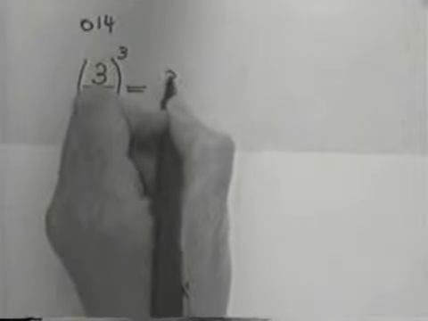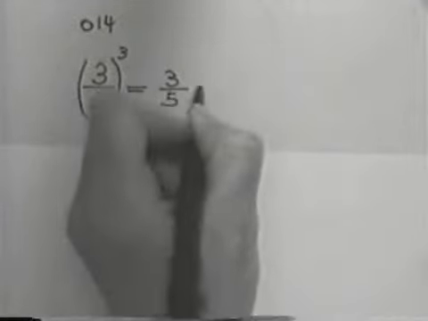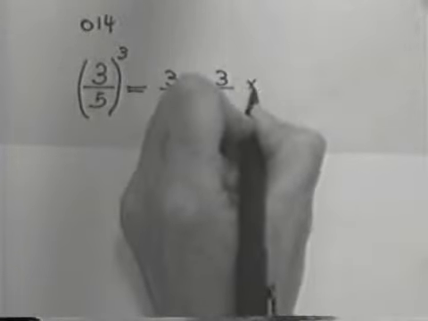So now let's raise a fraction to a power. In this case, our base is our fraction, 3/5. Our power, our exponent, is 3. The 3 tells us that 3/5 is going to be a factor 3 times. So let's write 3/5 as a factor 3 times: 3/5 times 3/5 times 3/5.